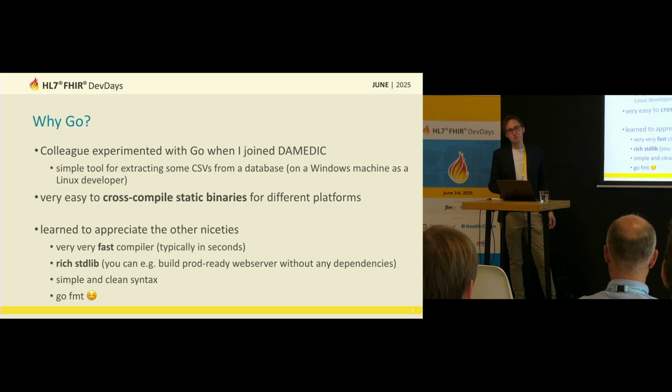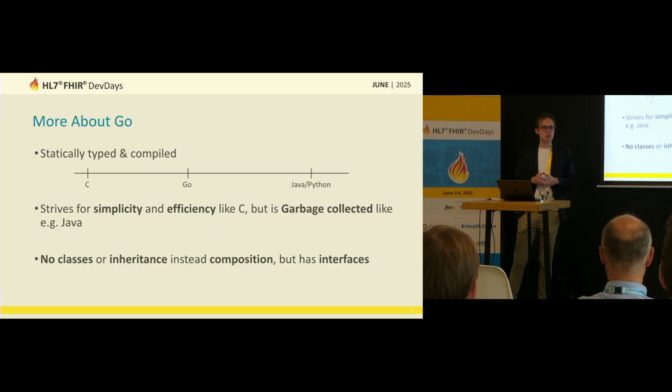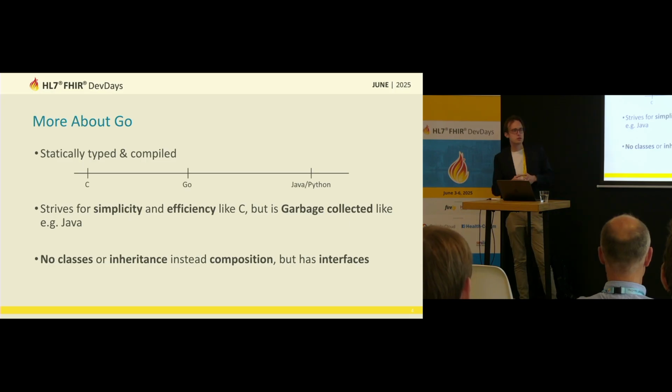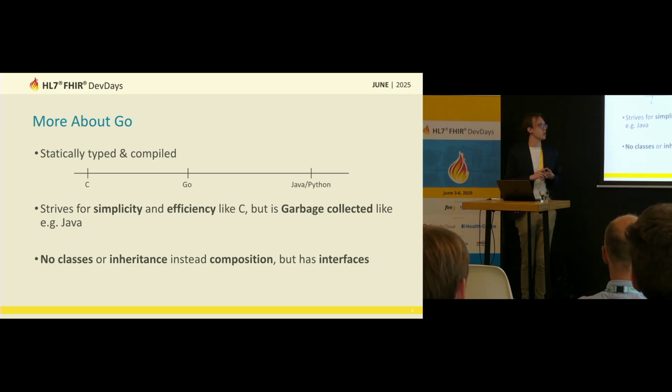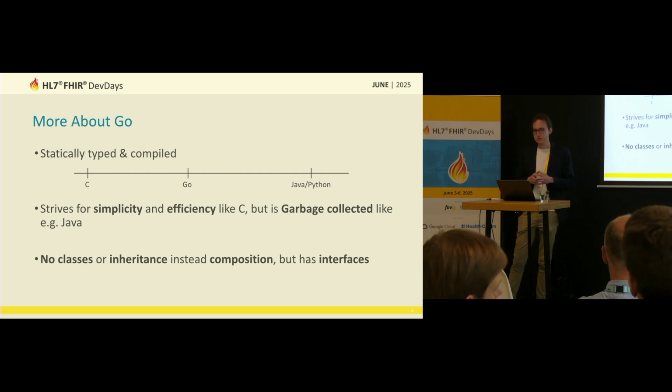So maybe debatable, but Go was a language created by Google. I think 2012 was the first stable release. And since then, it got a lot of traction in the cloud native space. For example, Kubernetes is built with Go, and also some monitoring stacks like Prometheus and Grafana. So this is an area where it's used a lot.